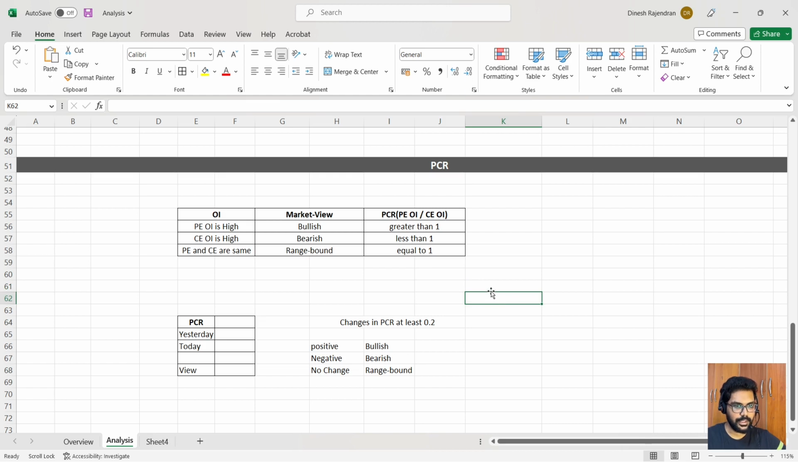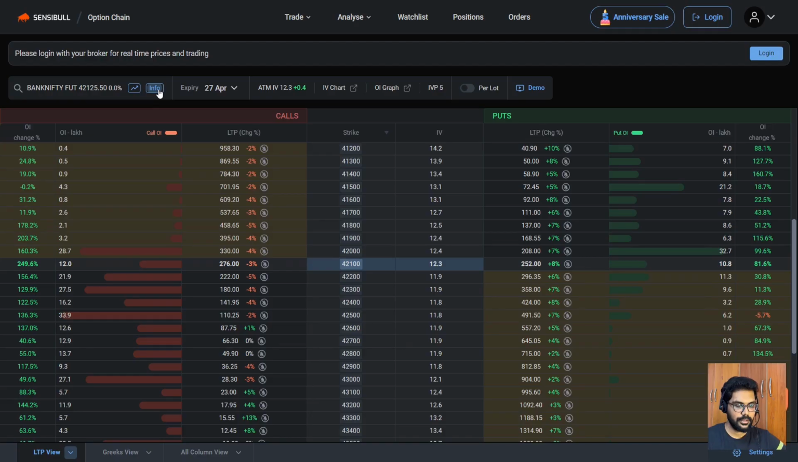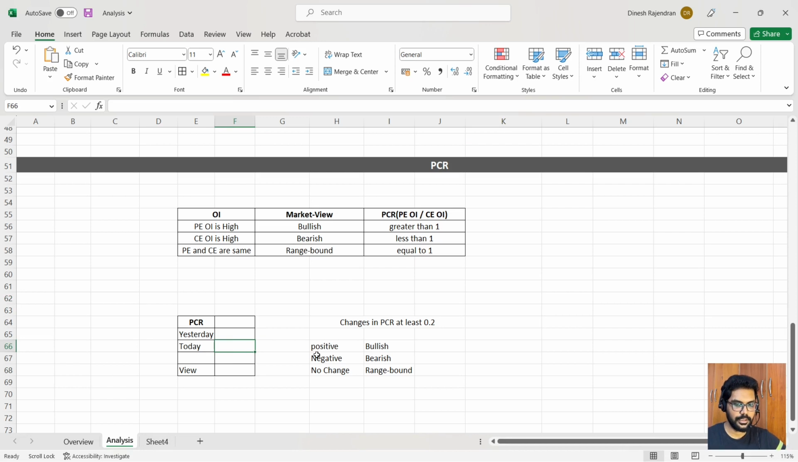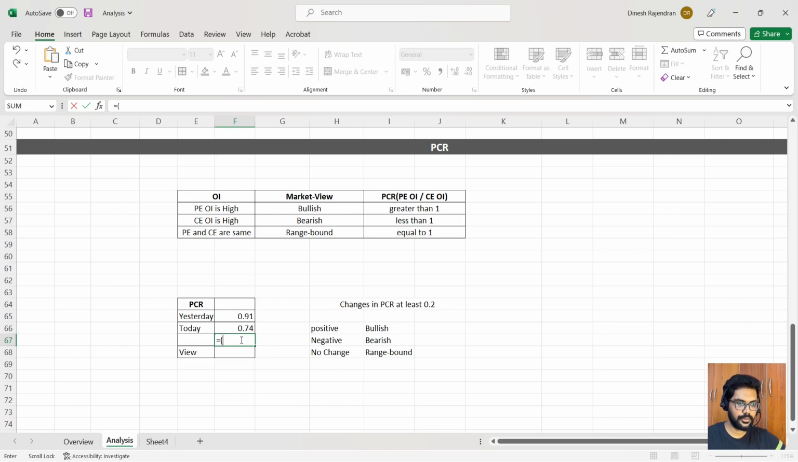So where can we check the PCR value? Same, we can go to Sensibull. You can click on info here and see the PCR value. The PCR value is 0.74. So I will note this 0.74. The Friday data is 0.74. On Thursday it was 0.91. Now we have to calculate this. Today minus yesterday's value, so minus 0.17.